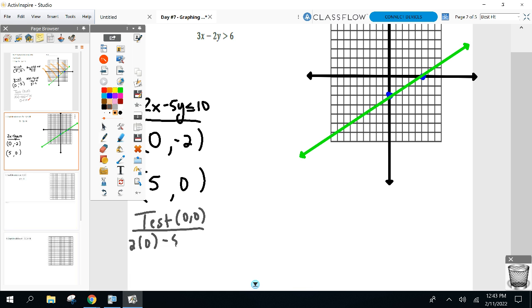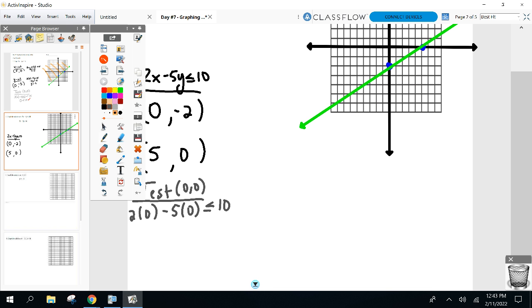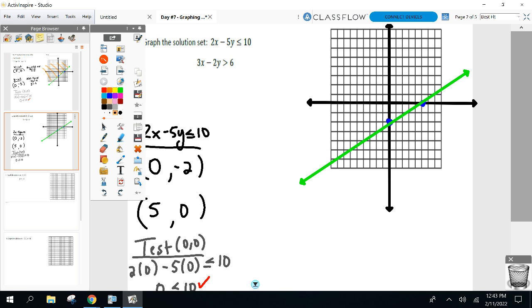2 times 0 minus 5 times 0. Is that less than or equal to 10? Is 0 less than or equal to 10? Yes. So that means 0, 0 has to be shaded. So where do you want me to go, up or down the shading? Up. Here you go. One down, 1 to go.